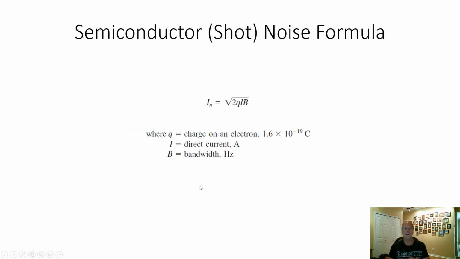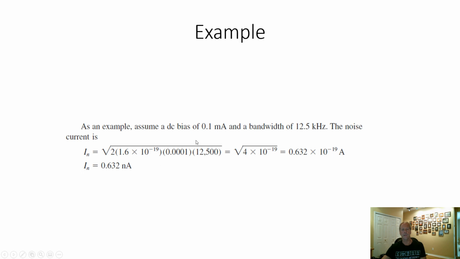Shot noise is a current, actually, in a transistor. Transistors are normally current output devices, so that current fluctuates with the shot noise. But notice we have B here again, the bandwidth. There's a positive correlation. It's in the numerator, the top part. There's no denominator, but okay. And here's a little example, a little plug and chug: 0.1 milliamp, 12.5 kilohertz. Here's the noise current.